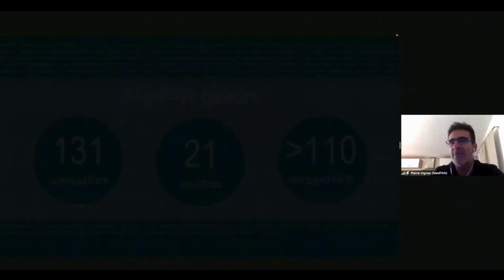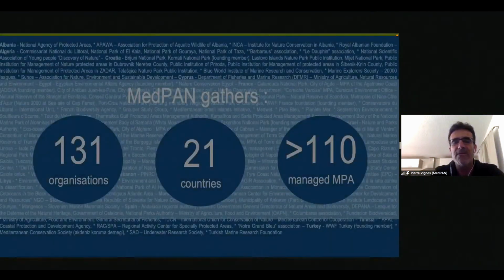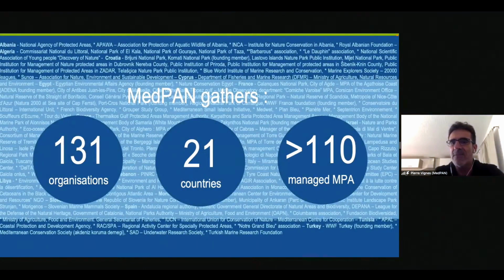Yes, the network to date gathers 131 organizations. Among these 131 organizations based in 21 countries around the Mediterranean basin, most of them are members that are MPA management bodies, and others are partners of the network that are either public institutions, intergovernmental organizations, or NGOs, the big ones working at the regional level, but also small field NGOs that are supporting MPAs in conducting monitoring and management activities. So that's it about MedPan.